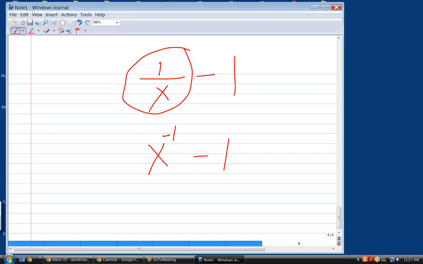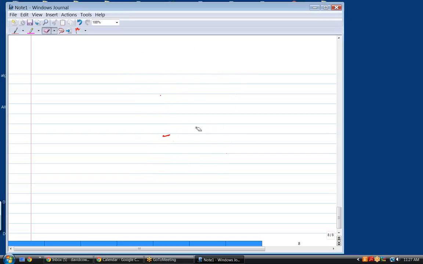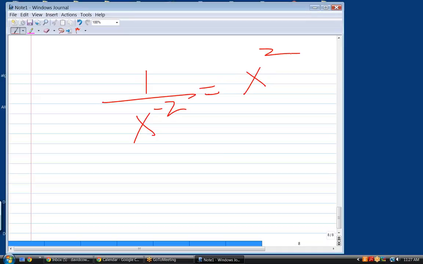So you can always change a negative exponent to a positive exponent by moving it to the other side of the fraction bar. By that, I mean, if I had 1 over x to the minus 2, that's the same as x to the positive 2. Or if I had 3 over x to the minus 2, that's the same as 3x to the positive 2. So negative exponents are actually extremely simple.